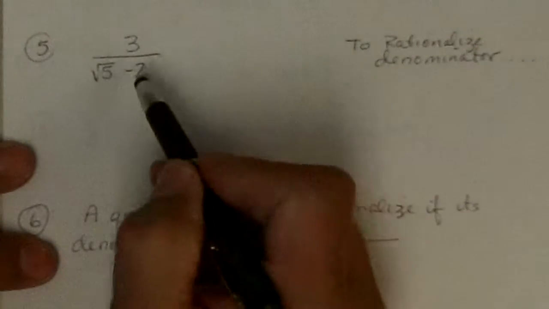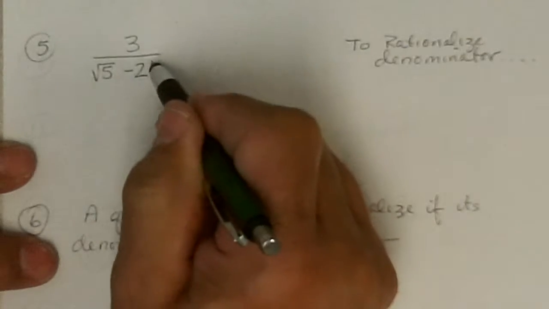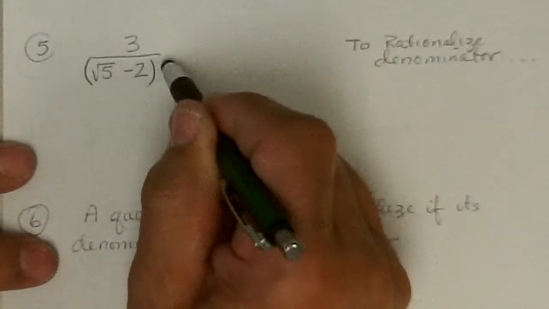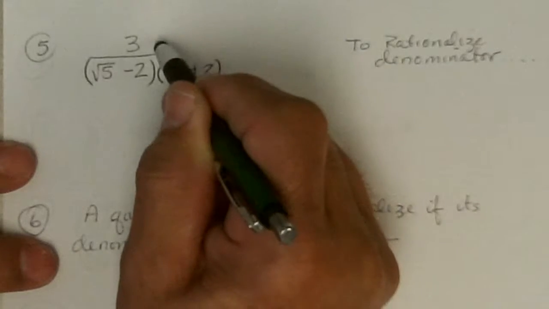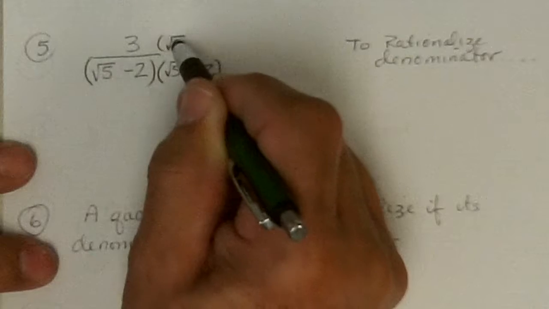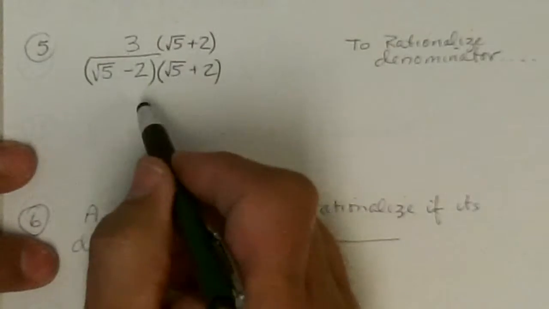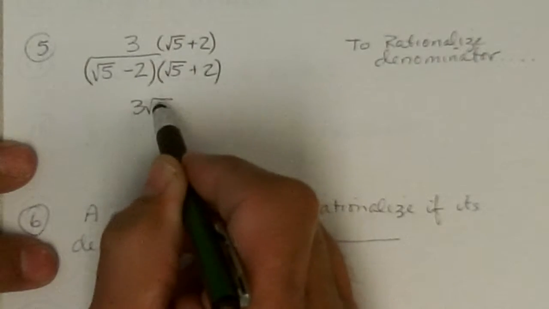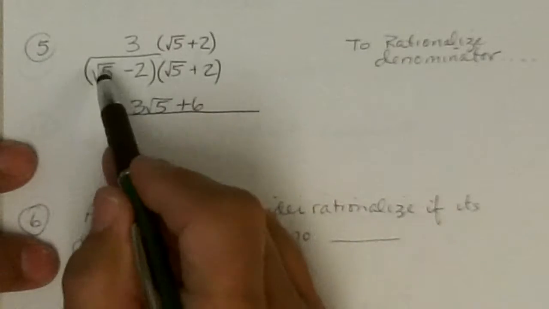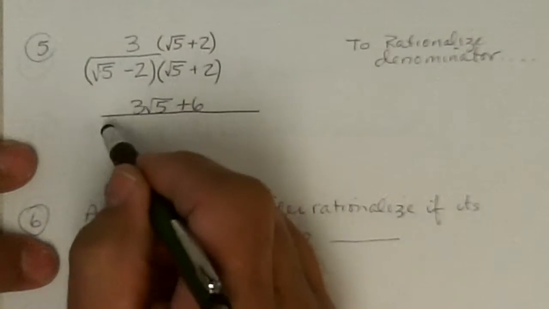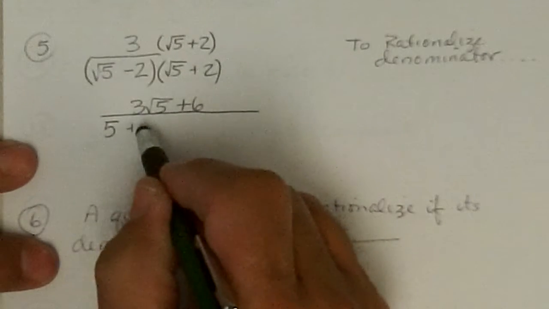Number 5. Rationalize the denominator. It's got a square root plus or minus something, and so we multiply by the conjugate, which is square root of 5 plus 2. That's all it asks for, but let me show you how that works. So this becomes 3 square root 5 plus 6. The denominator becomes square root of 5 times square root of 5, which is 5. Square root of 5 times a plus 2.